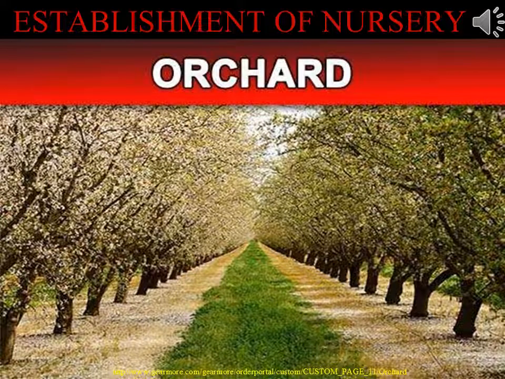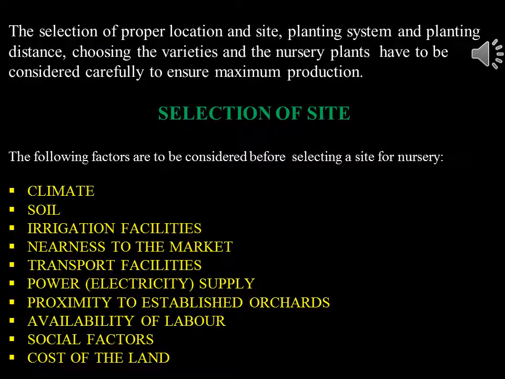Finally, we finished talking about horticulture including different branches, and now we will move into another topic which is concerned mainly with the establishment of a nursery. The selection of proper location and site, planting system and planting distance, choosing the varieties and nursery plants have to be considered carefully to ensure maximum production.